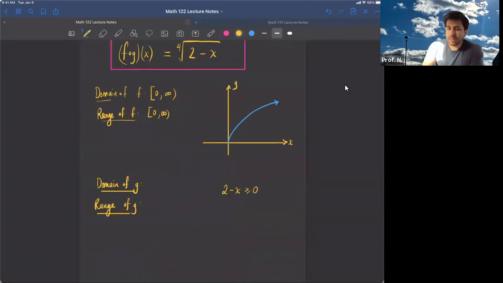So what does x have to be? If you solve this, what do you get? x has to be less than or equal to 2. So what's my domain? My domain is negative infinity to positive 2, including 2. That's my domain. And then what would be my range?